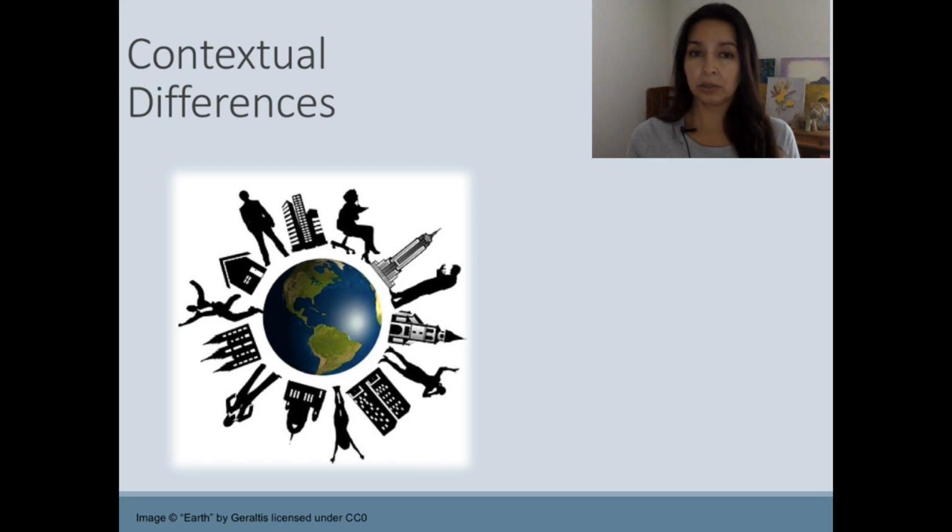Low context cultures, on the other hand, rely on explicit terms to communicate. Meaning is conveyed by the words spoken. Low context cultures use direct language and rely less on situational factors to derive meanings. Examples of low context cultures include the United States, Canada, Australia, and most of Northern European countries.